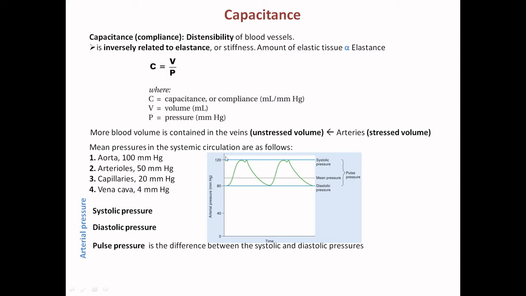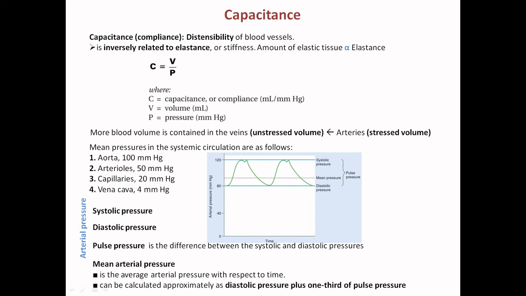So pulse pressure is the difference between the systolic and the diastolic pressure. Here we know that the aorta systolic pressure is 120 and the diastolic is 80 millimeter mercury. Mean arterial pressure is the average of arterial pressure with respect to time. It can be calculated approximately as diastolic pressure plus 1/3 of the pulse pressure. So diastolic pressure is almost 80 millimeter mercury, and the pulse pressure is 120 minus 80 equals 40. One third of that is almost 13 millimeter mercury. So 80 plus 13 equals 93, which is almost the mean arterial pressure.